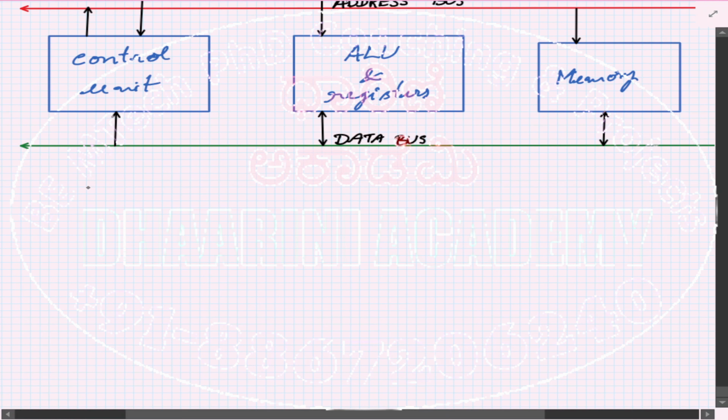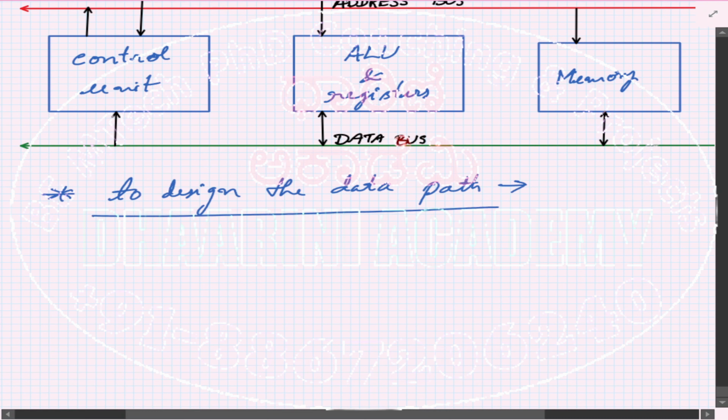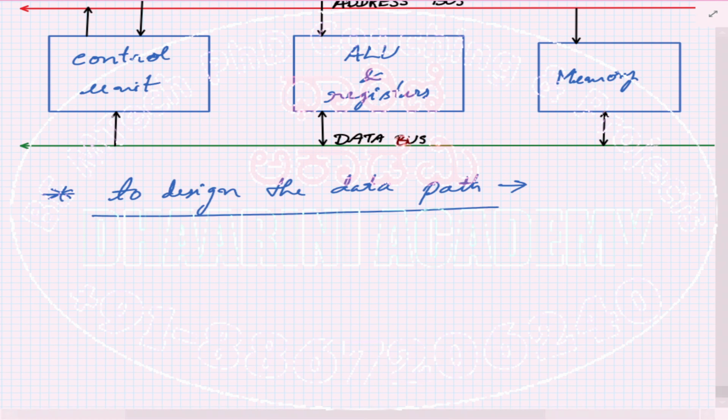Now, first we'll take up the concept of designing the data path, because you saw the data bus and it's a requirement. Our first intention here is to consider the design of the data path. So the data path is something through which the data can be passed among the units of your computer or the processor.